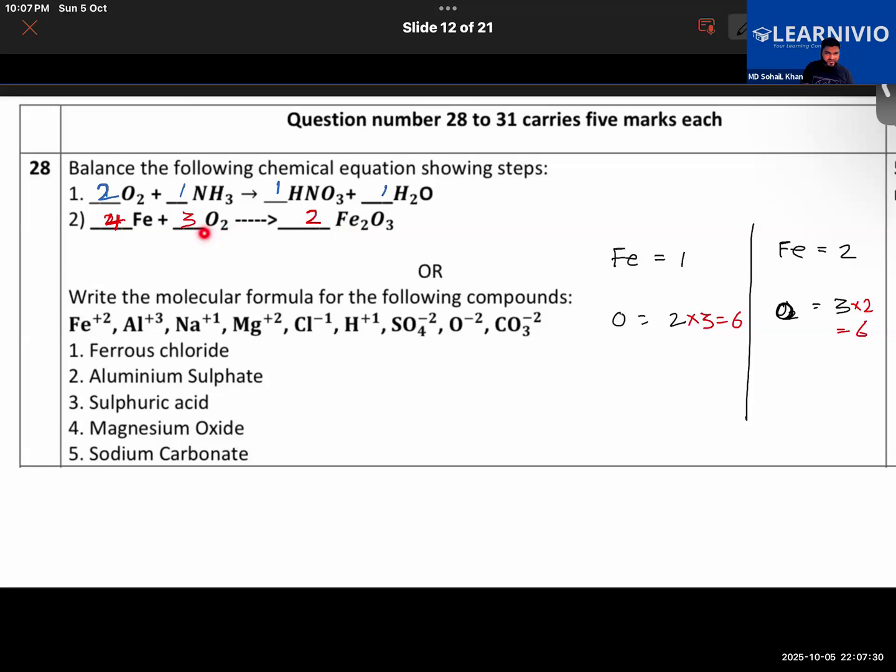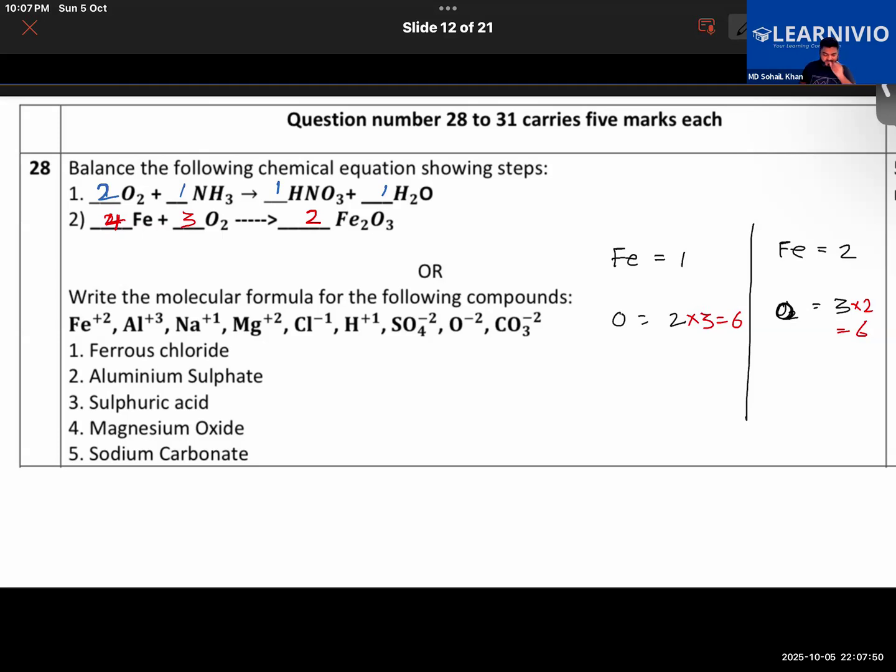How many oxygen atoms are there? 3 into 2, 6. And here, how many oxygen atoms are there? 2 into 3, 6. Understood that or not? This is balanced now. It is balanced now. Got it now? Okay. Now look at the next question.